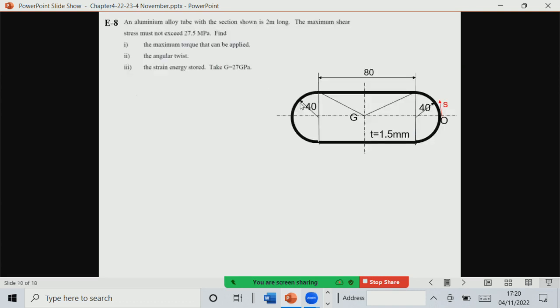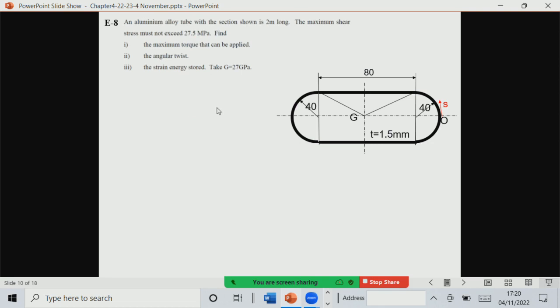Now we move on to solving a few problems after a brief introduction to thin wall sections, closed wall subject to torsion. Now we're going to solve question number 8. In question number 8, we've got a tube with a uniform thickness of 1.5 millimeters, and the length of the tube is 2 meters. The problem is asking us to find the maximum torque that this tube can withstand, provided the maximum shear stress does not exceed 27.5 megapascals.